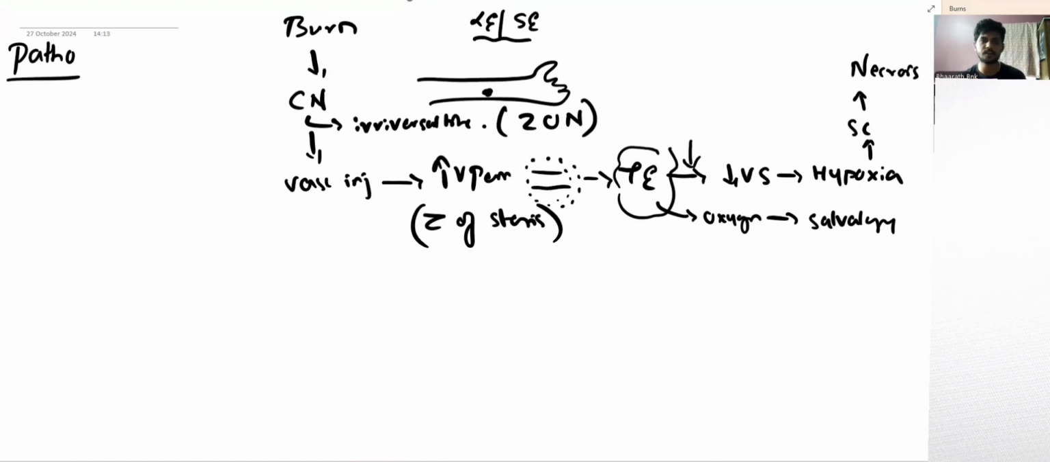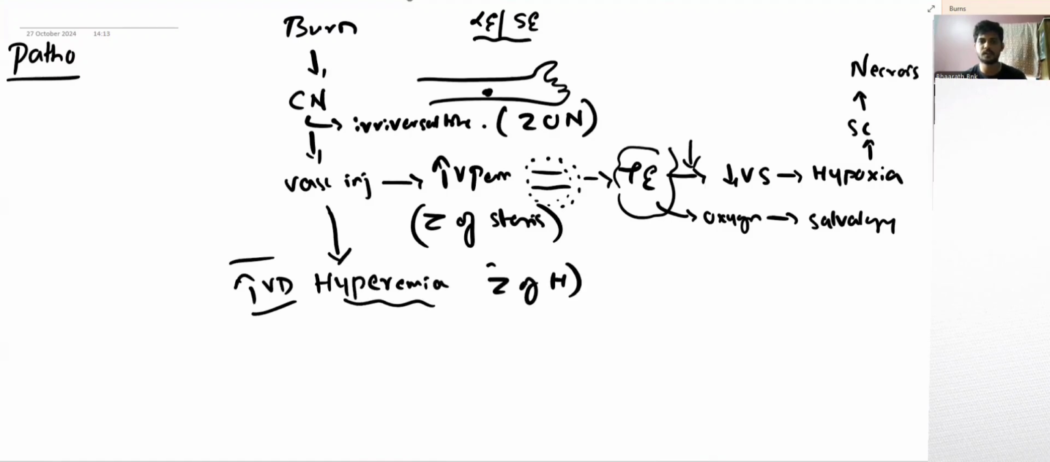And the last area is always salvageable, which is the zone of hyperemia, where there is increased vasodilation because all the immune factors and immune cells have to come to the area of the burn. So this area of hyperemia is called the zone of hyperemia. So there are three zones.